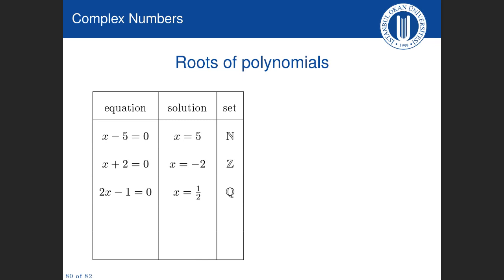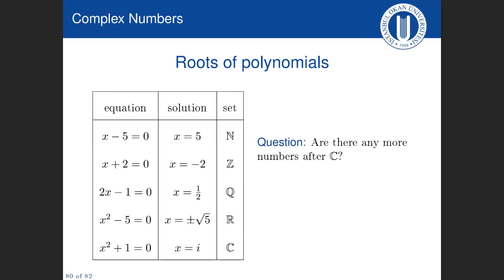If our equation was 2x minus 1 is equal to 0, this equation has solution x equal to a half. To be able to solve this equation, we need to move to the rational numbers. If our equation was x squared minus 5 equal to 0, then the solutions are plus root 5 and minus root 5. These are not rational numbers. To be able to solve this simple equation, we would need to use the real numbers. We need to invent the real numbers. And to solve x squared plus 1 equal to 0, we need the complex numbers.